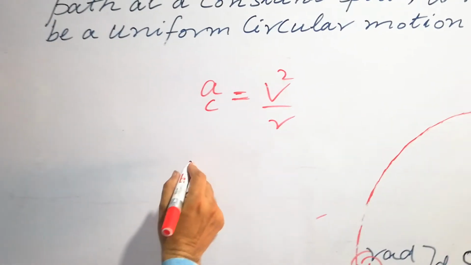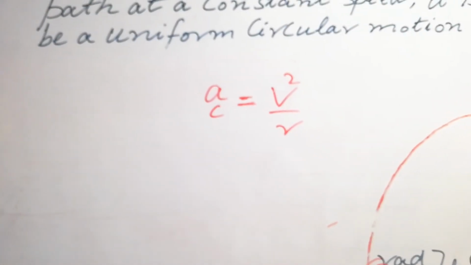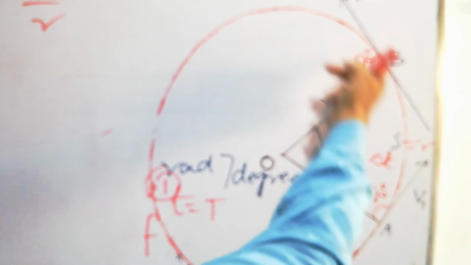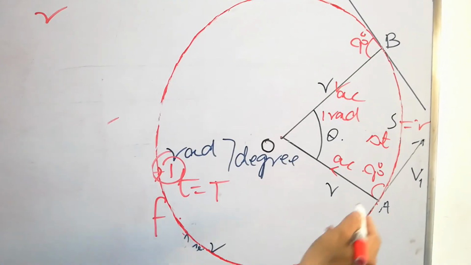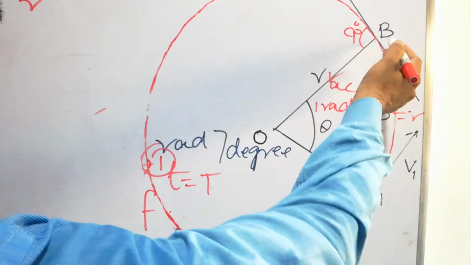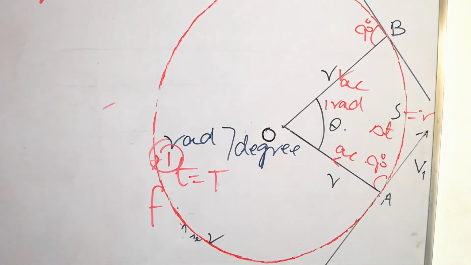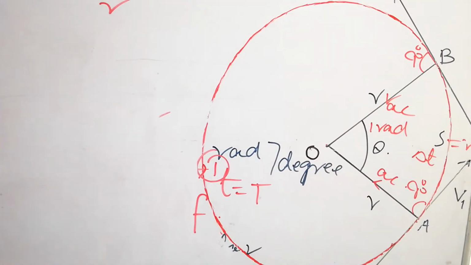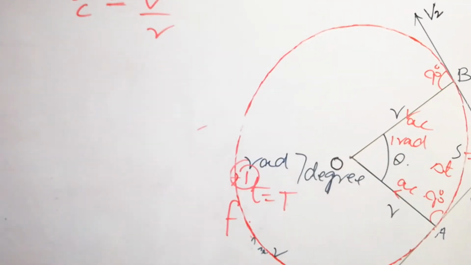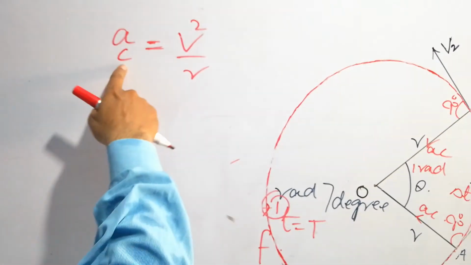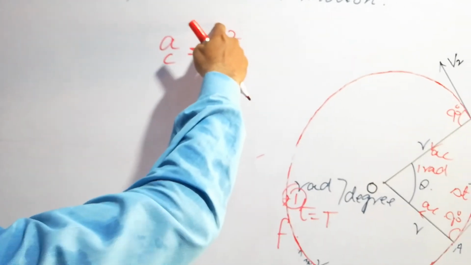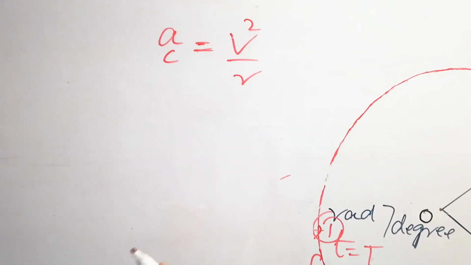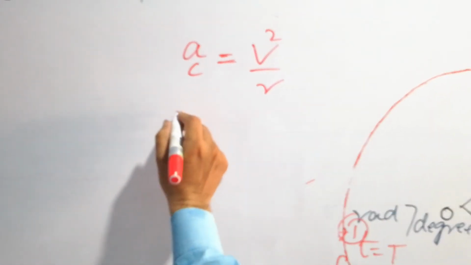In this case, the velocity is changing. As the velocity is changing at different points, we have different velocities there. At A we have the velocity v1, at point B the velocity v2. Velocity is changing, so we must have acceleration. Rate of change of velocity is called acceleration. And since the body is moving in a circle, we have the centripetal acceleration, v square over r.